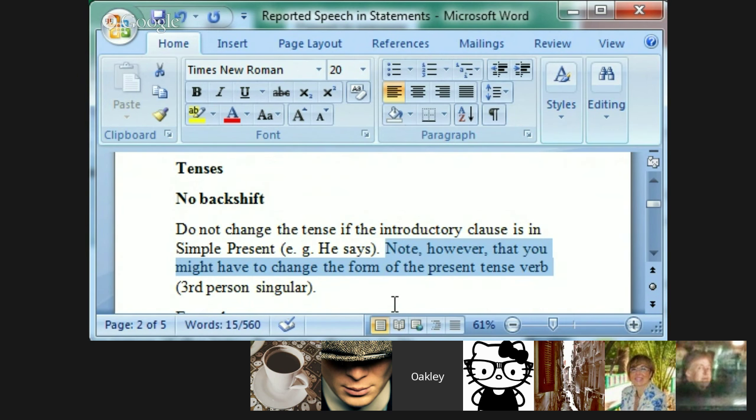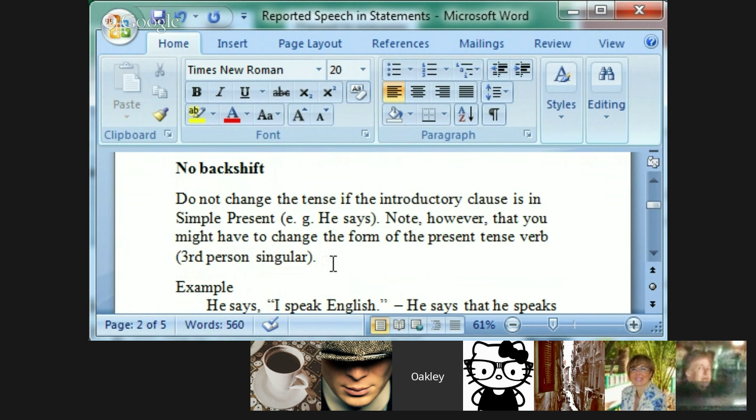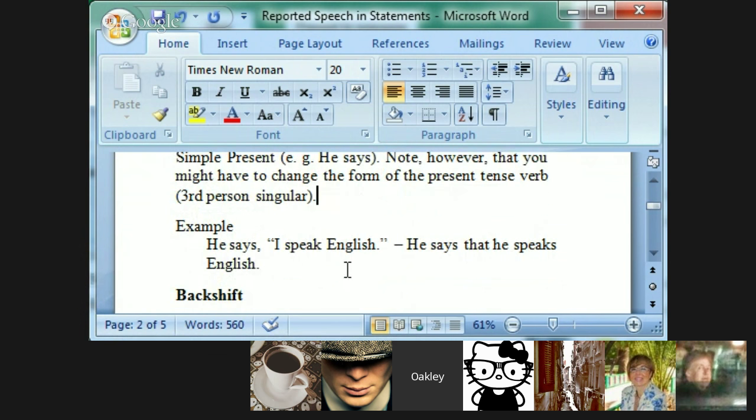Remember when we were doing backshift, we're reporting what somebody said. It's always he said, he shouted, he asked, what have you. Whenever we do no backshift, the introductory clause is he says, she says. However, you might have to change the form of the present tense verb in the third person singular. We'll just look at the example. He says, I speak English.